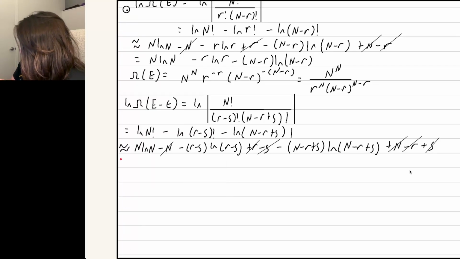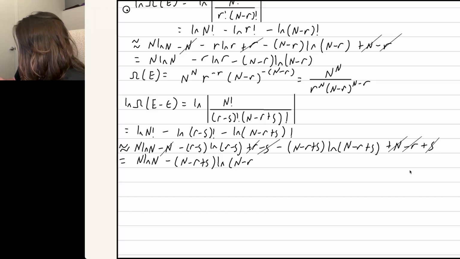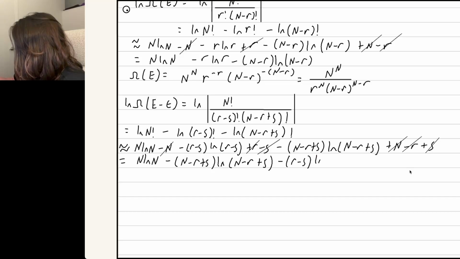I'm going to collect them like this: n ln n minus n minus r plus s natural log n minus r plus s minus r minus s natural log r minus s. Right.